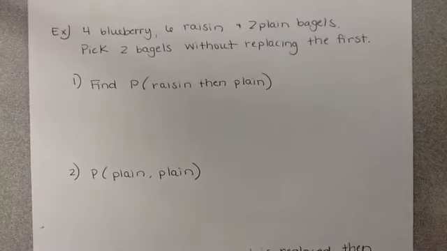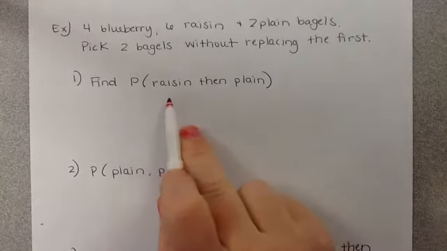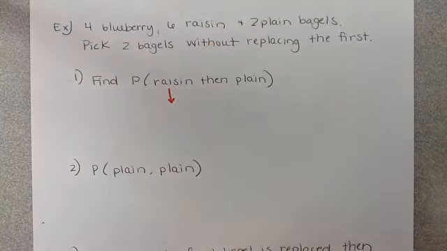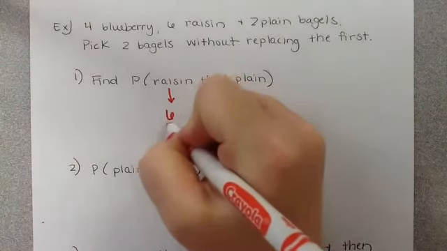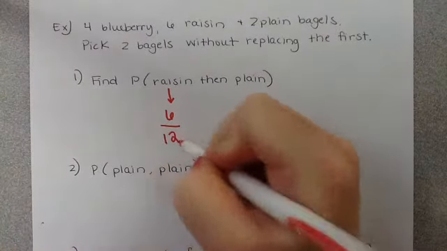So I have 4 blueberry, 6 raisin, and 2 plain bagels. We pick 2 bagels without replacing the first. So I take one, and then I take another. Right? The first one is not put back. Find the probability that I pick a raisin, then a plain. So raisin first. How many raisin are there? 6 out of how many total bagels? 12. 12 total.